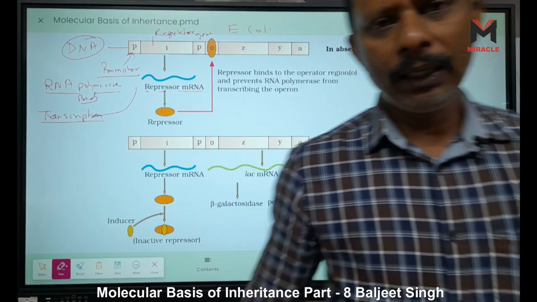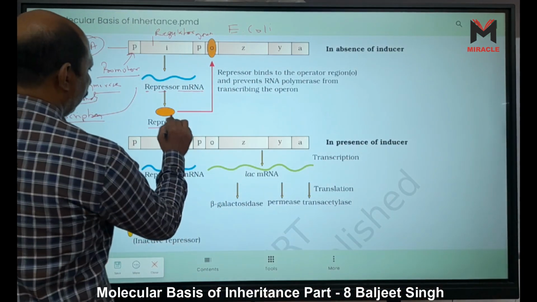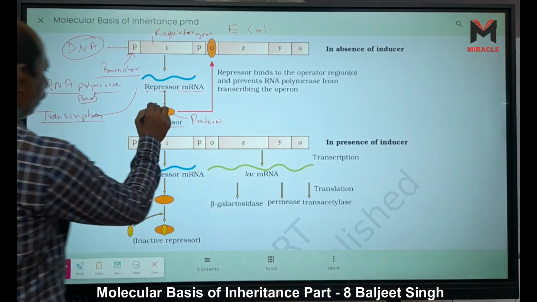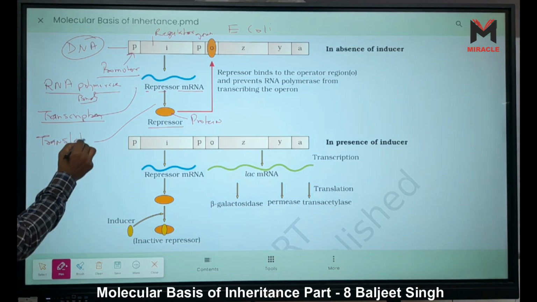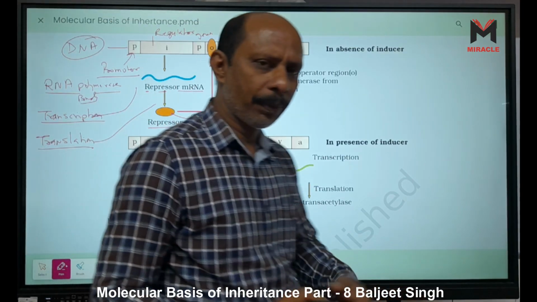Now this mRNA forms repressor protein. This one is the repressor, a specific protein. And we know this process is called translation. So through translation, repressor mRNA forms a repressor protein.